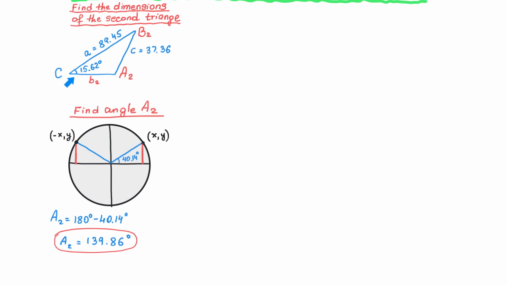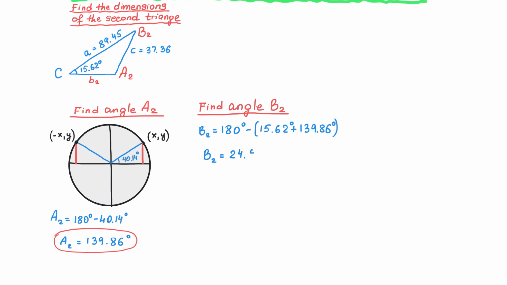Now, once we know angle C and angle A sub 2, we can find angle B sub 2. B sub 2 equals 180 degrees minus the sum of 15.62 degrees and 139.86 degrees. Then B sub 2 equals 24.52 degrees. Now in the last part we will find side b sub 2. For this we can use side C, angle b sub 2, and we will find side b sub 2.